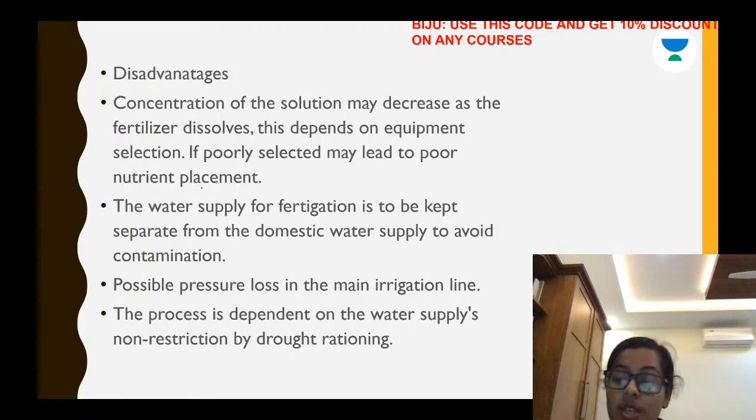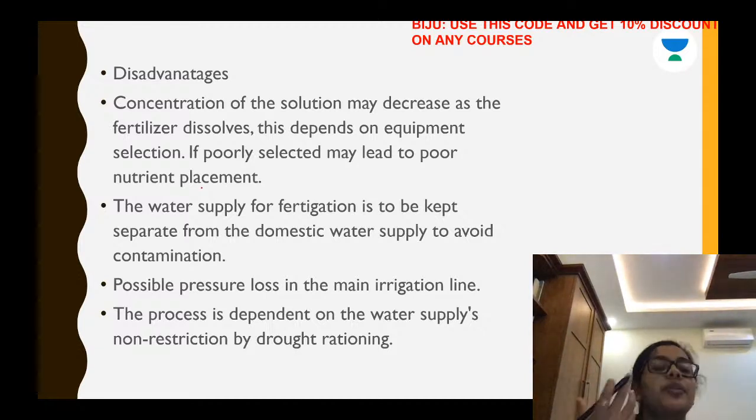What are the disadvantages of fertigation? The concentration of solution may change. When fertilizers dissolve, the concentration in the fertilizers will be thicker, and it may lead to poor nutrient placement. So there is a poor chance of getting proper nutrient treatment. And the water supply of fertigation is to be kept separate from domestic water supply to avoid contamination. It can lead to contamination of water because this is a technique where water is involved.